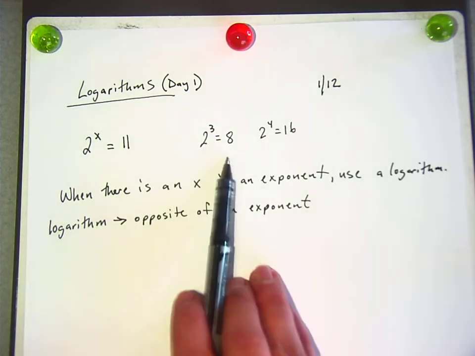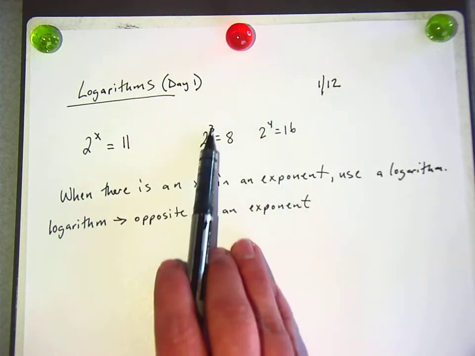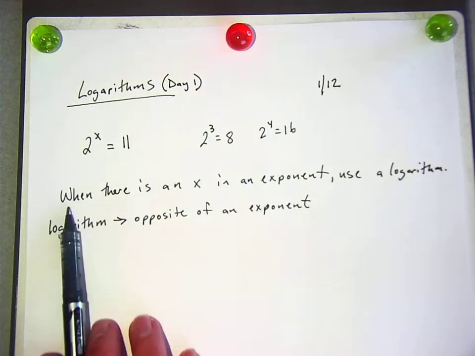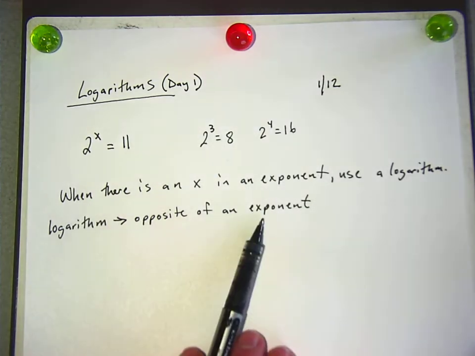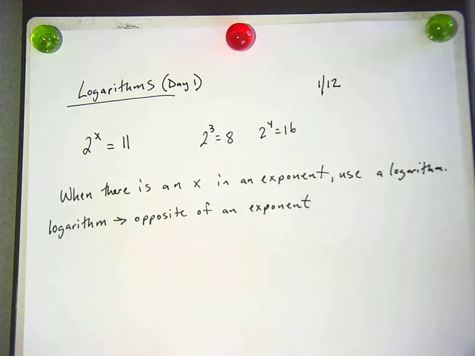We know that 2 to the third is 8, and 2 to the fourth is 16, so obviously it's something between 3 and 4. We talked about when there's an x in the exponent, you've got to use a logarithm, because a logarithm is the opposite of an exponent. Opposite of adding is subtracting. Opposite of multiplying is dividing. Opposite of an exponential function is a logarithm. Okay, they undo each other.